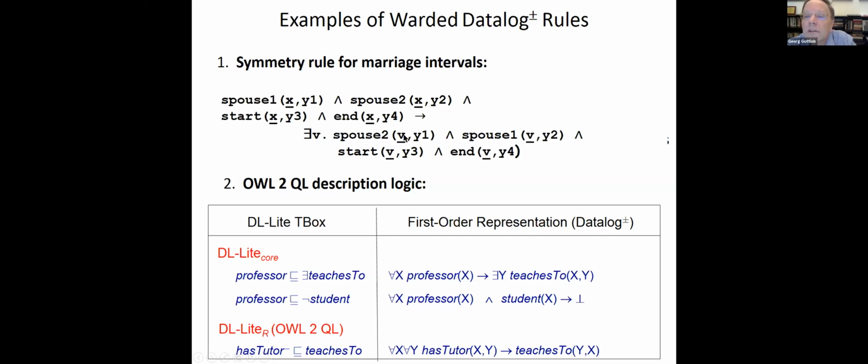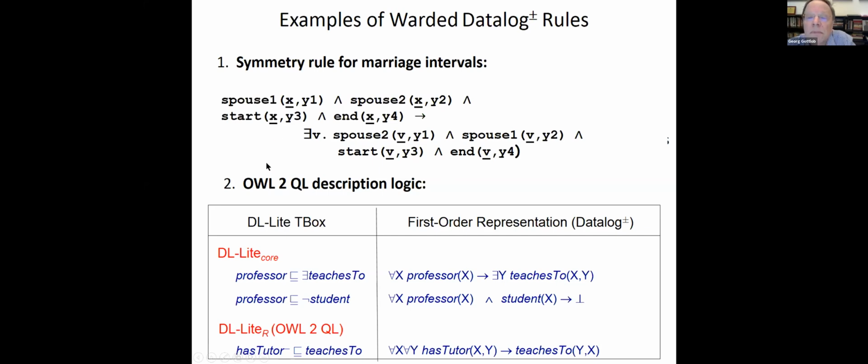Is this in co-Waterlock or not? Here we have an exists V. Now this exists V does not at all occur in the body. Okay, so no variables can be dangerous here, because the new existential variables don't occur in the body, so it cannot be affected. It cannot be, sorry, dangerous.